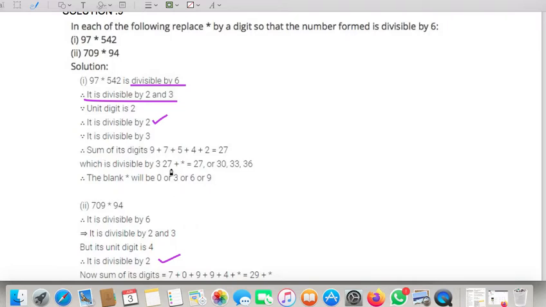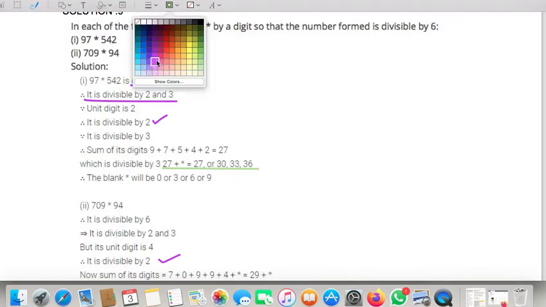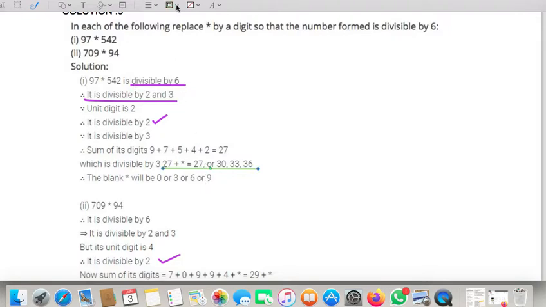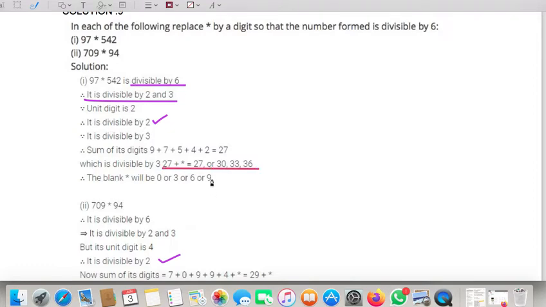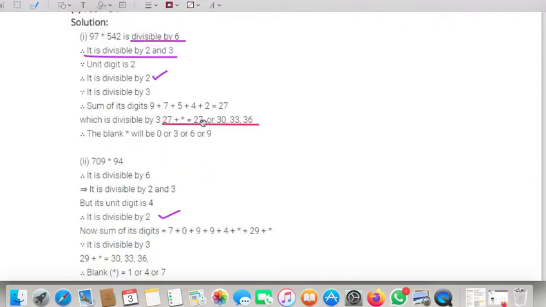So what do I get? 27 plus x. Now you need to be very clear about this star. To check the divisibility by 3, 27 plus this asterisk or this x can have all these values, my dear student. It can be equal to 27 only. In that case x, the missing value asterisk, will be 0.